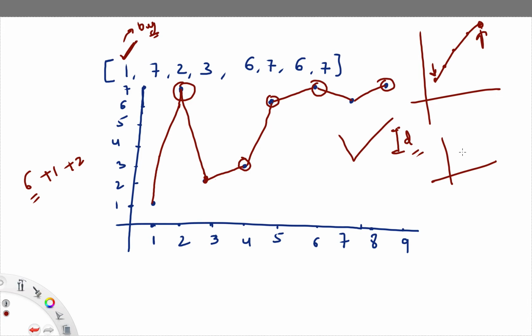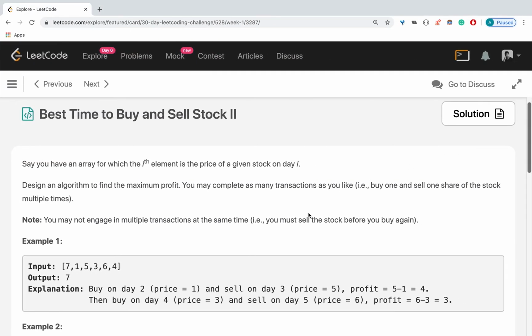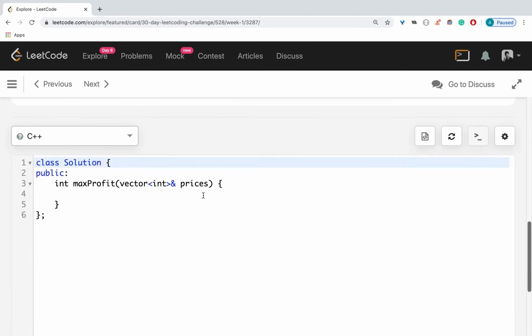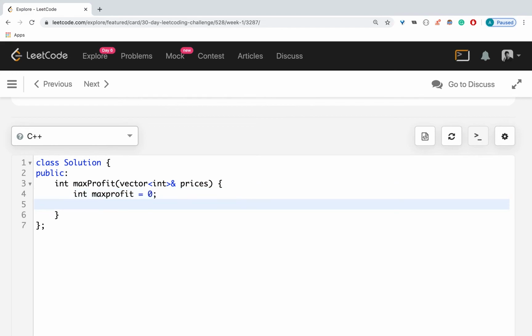Okay, let's code this problem out, and I hope while coding you will get clarity on what we are doing and why we are doing it. Let's see how we can code this problem. I will take a variable, max profit. Initially my max profit is 0, and I will start from the first value: int i equals 1, i less than prices.size, and i plus plus.